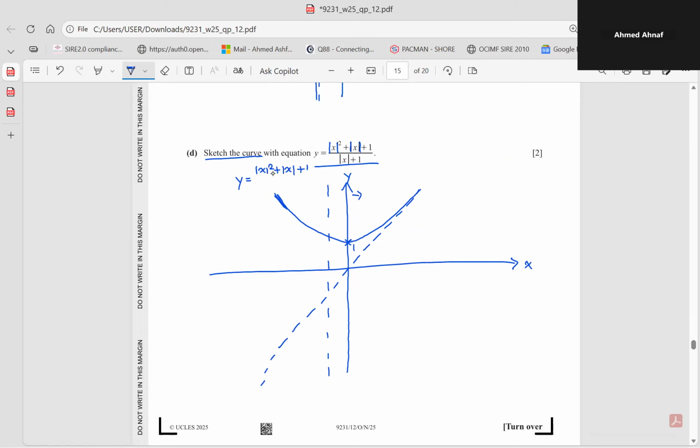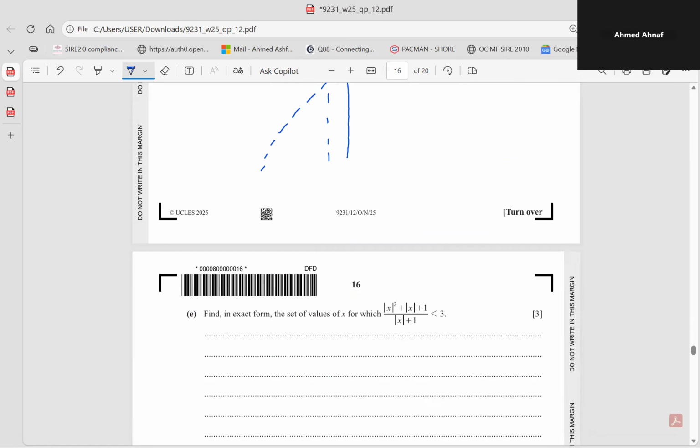And don't forget to label any critical points. In this case, this is the only critical point that we have here. So yeah, with that, let's move on to the final part.